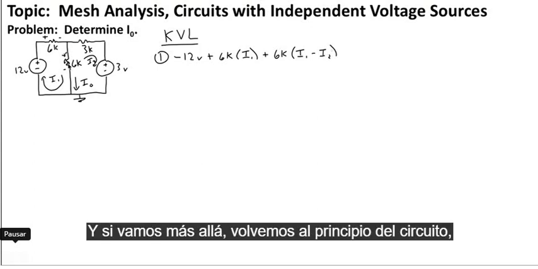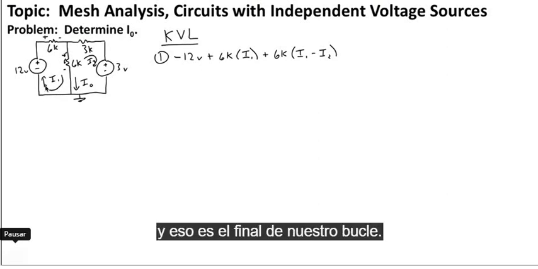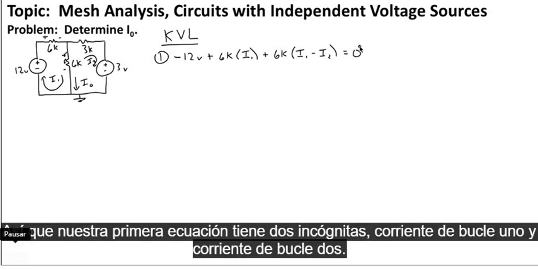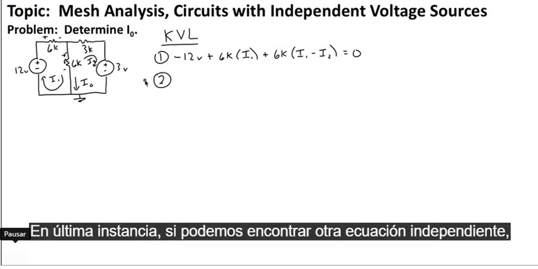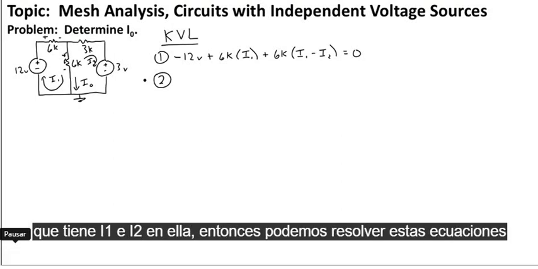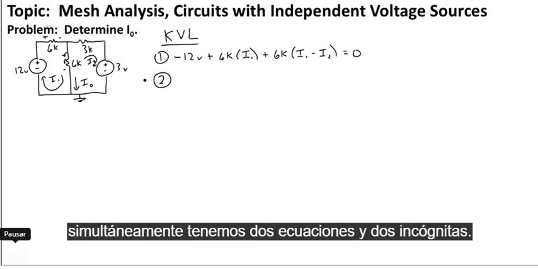And if we go beyond that, we get back to the beginning of the circuit, and that's the end of our loop. And so that's equal to 0. So our first equation has two unknowns, loop current 1 and loop current 2. Let's look at loop 2. Ultimately, if we can find another independent equation which has I1 and I2 in it, then we can solve these equations simultaneously. We have two equations and two unknowns.